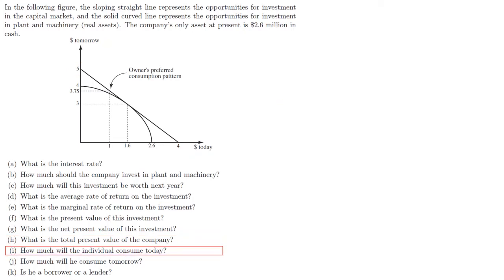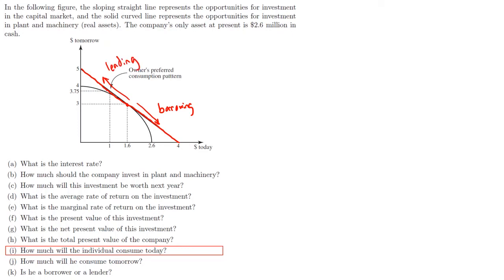How much will the individual consume today? We don't really know. We know that this individual will lie somewhere on this line. That's all we know. And because they've invested up until this point, now they can either borrow from the bank and move down this way. So that's borrowing. How do we know it's borrowing? Well, they're at 1.6. When you borrow, you have more today. So that gives you 2.6. When you borrow, you have to pay it back, so you have less tomorrow. Hence, you move down.